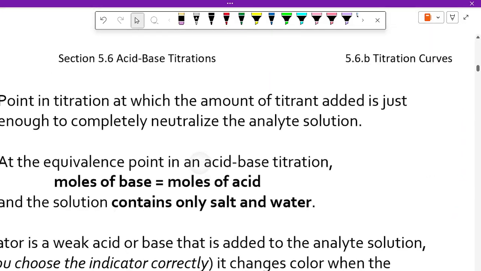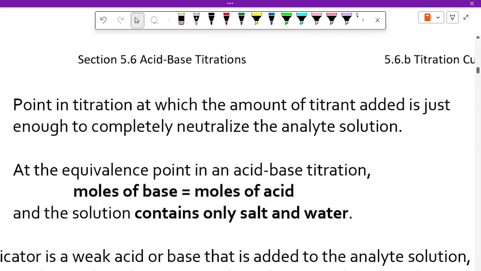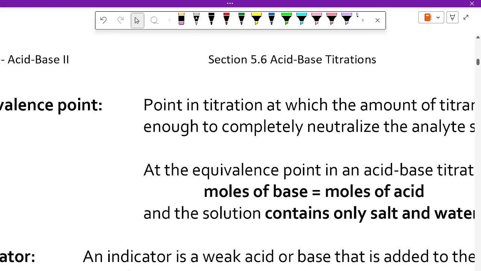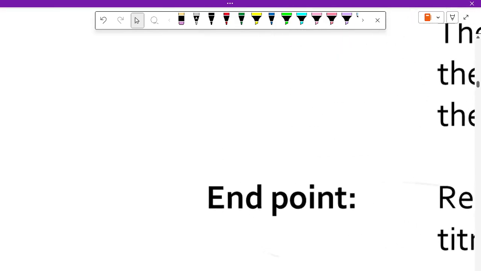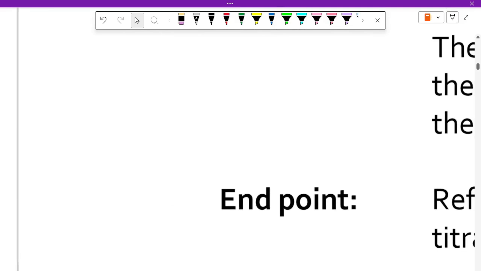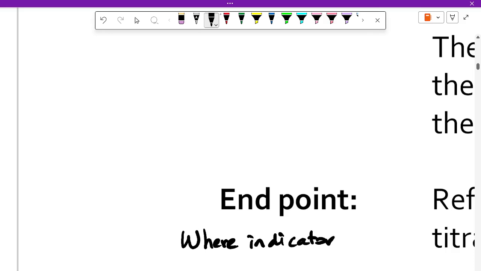What do we call the point in the titration where the amount of titrant added is just enough to completely neutralize the analyte? That is called the equivalence point. Yes. That is our equivalence point. There's another kind of point, and that is called the end point. What is the difference? What is an end point? It's where the indicator changes color. Yeah, where the stoichiometry is perfectly fulfilled. Yes.